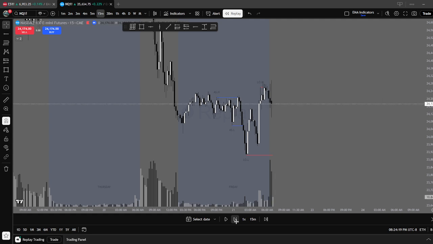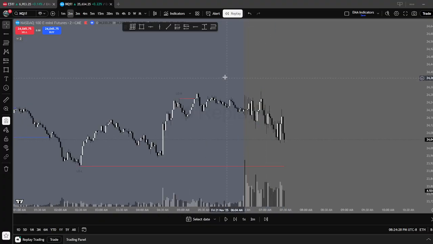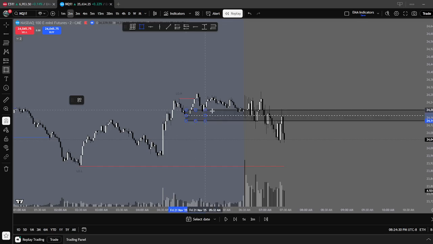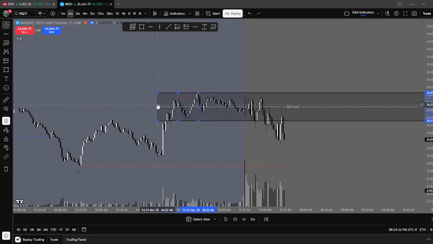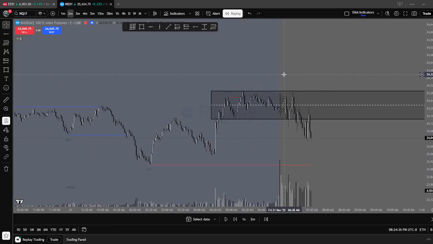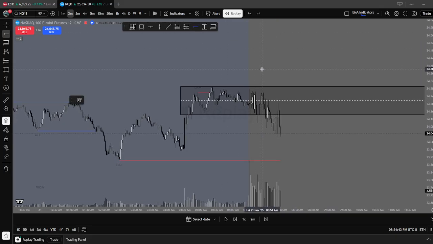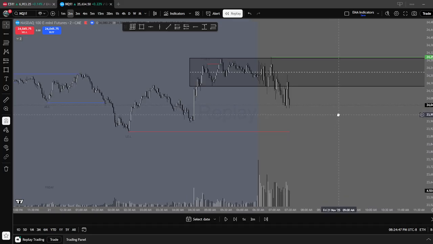Okay, Asian high and low once again. There's our consolidation. We're not doing a whole lot off of open. So here's our consolidation breakout high. And where are we at on the daily?